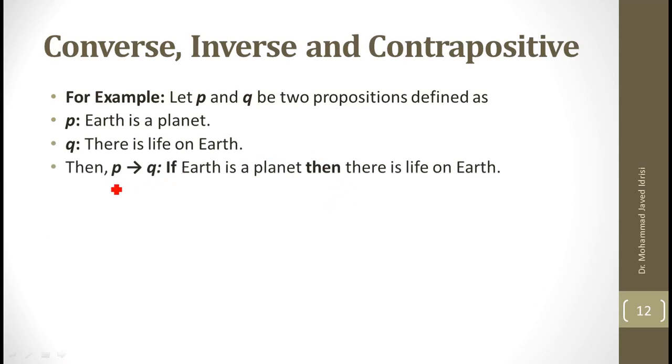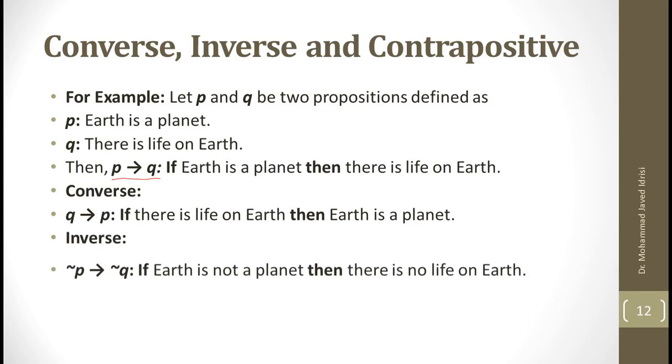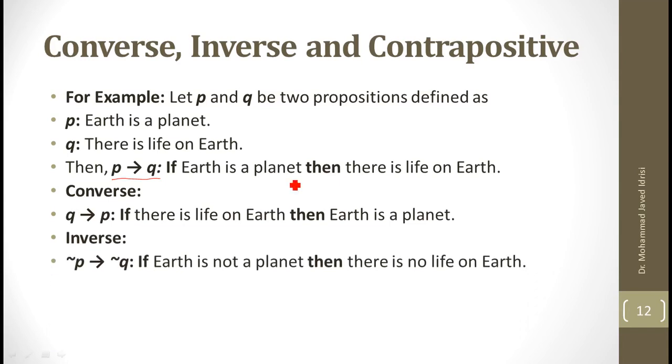So the conditional statement P implies Q is: if Earth is a planet, then there is life on Earth. Its converse will be given by Q implies P, meaning if there is life on Earth, then Earth is a planet. And the inverse will be given by negation of P implies negation of Q, that is, if Earth is not a planet, then there is no life on Earth.